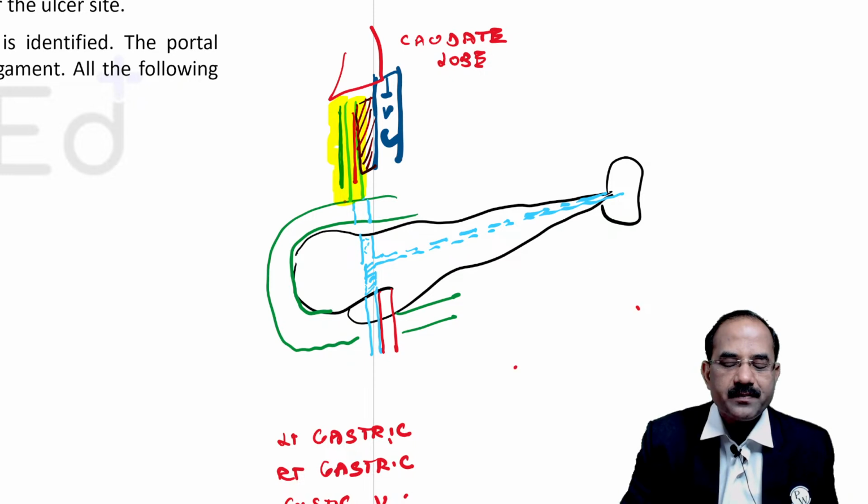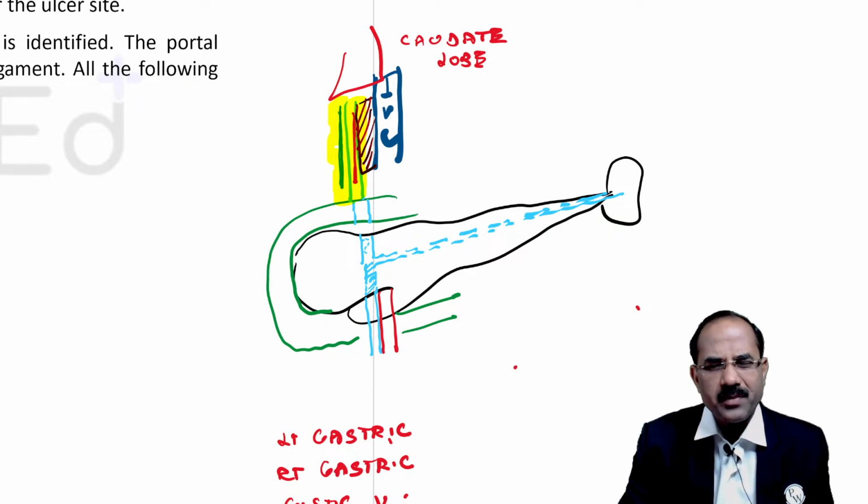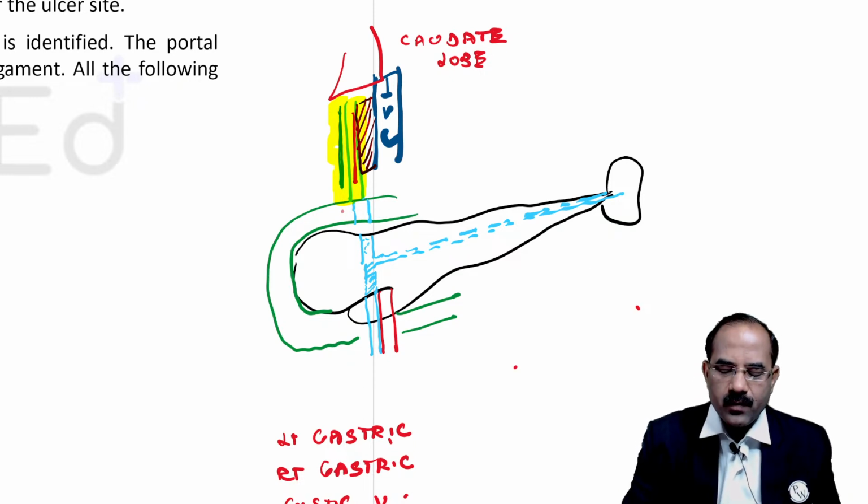क्या बोलते हो इसे? PDF you'll get, bacha. PDF you'll get. Don't worry. So what is this part? The retroduodenal part of the portal vein.